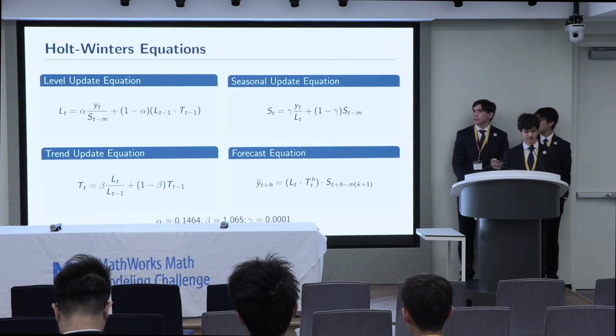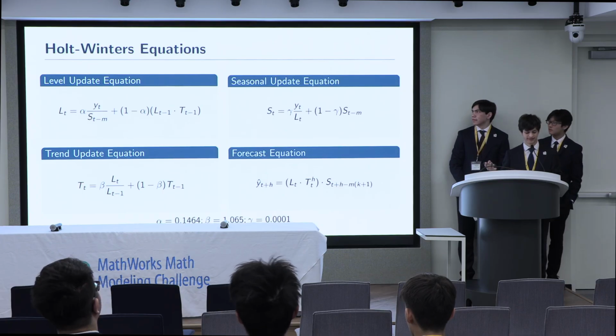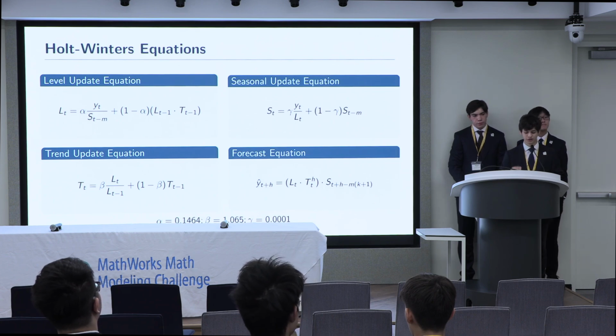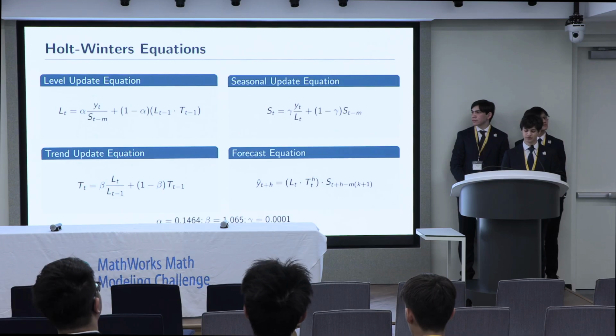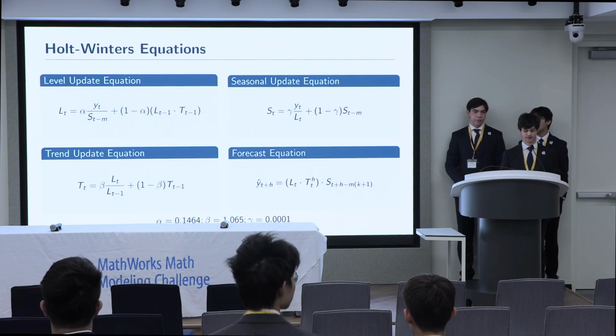The level adjusts the base level. Our low choice of alpha here gives less weight to recent observations. The trend captures the long-term upward or downward slope of the data. Our choice of beta here also gives more weight to the historic trend rather than recent anomalies. The seasonal updates seasonal patterns based on the ratio of actual to predicted value. Our very low choice of gamma here assumes a stable pattern throughout. The forecast equation uses the other 3 components to project future values.